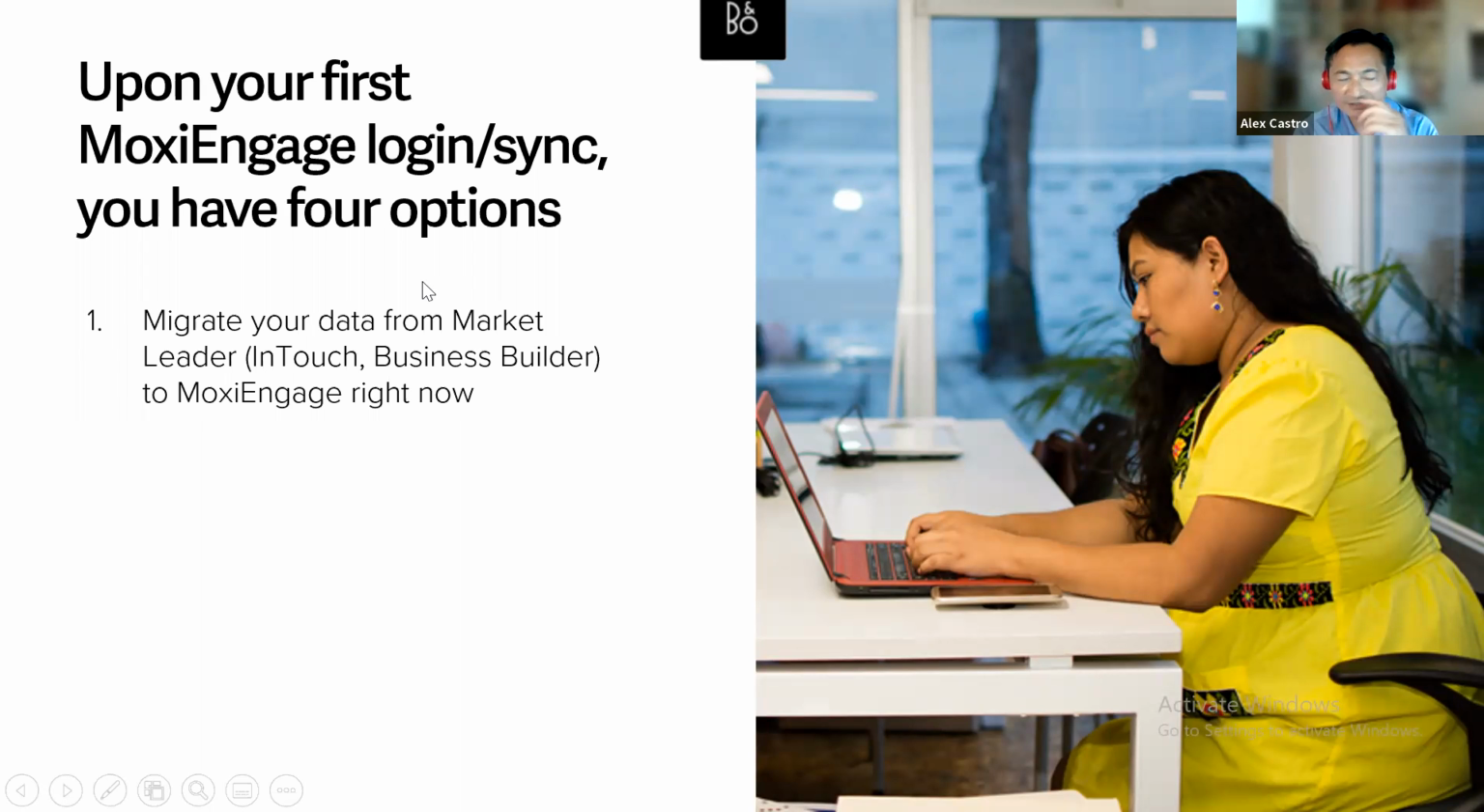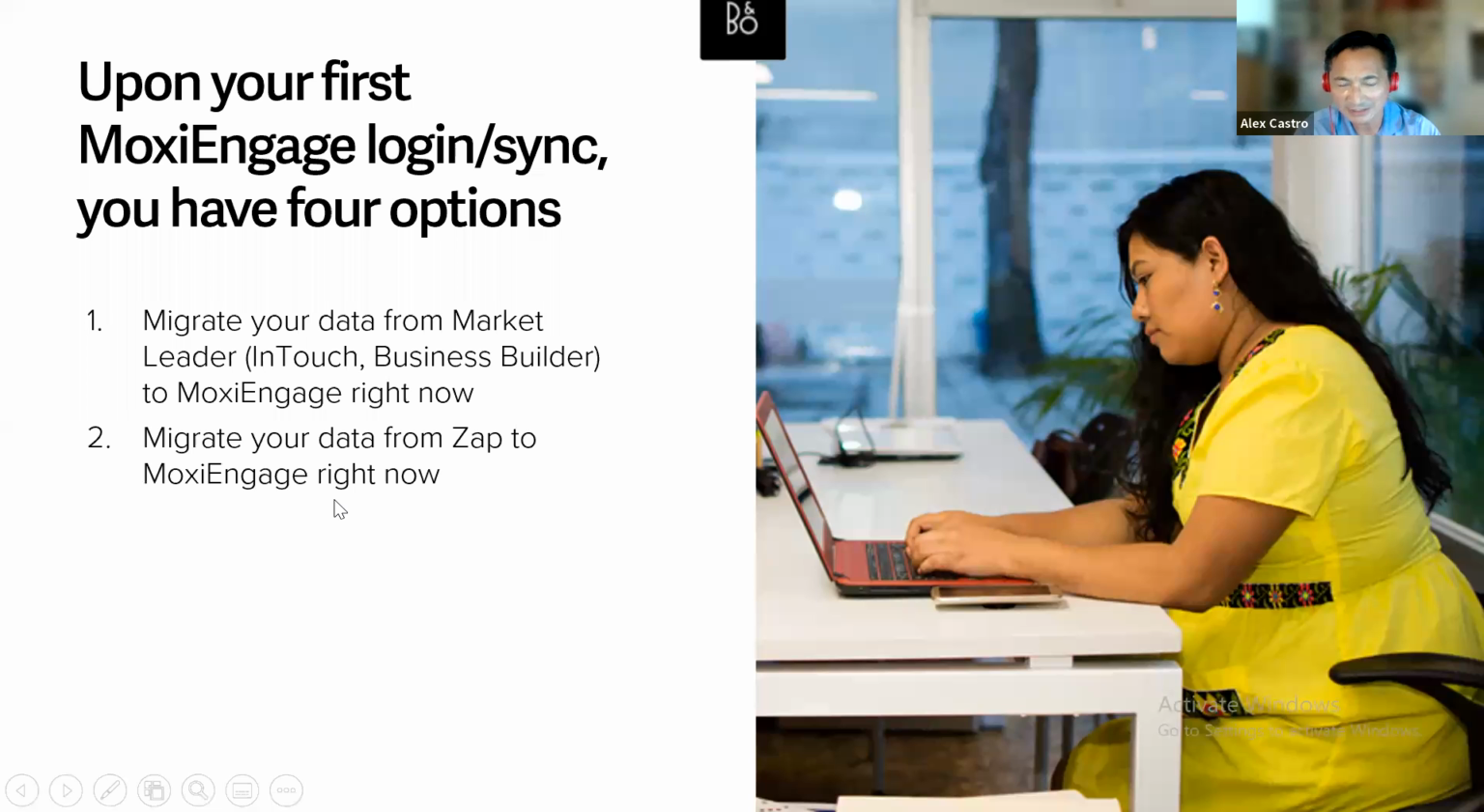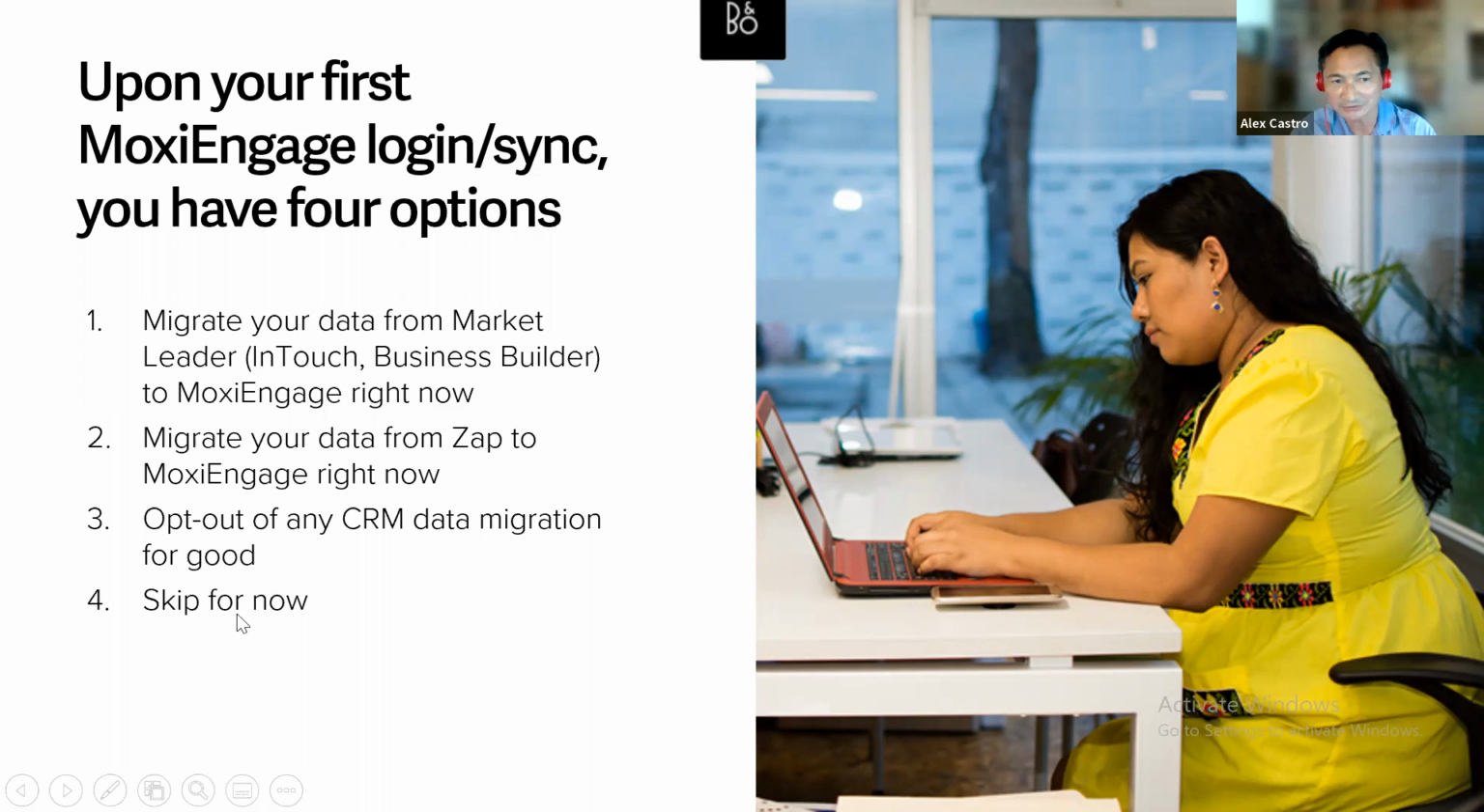So when you first log in using this automated data migration tool, I call it like a wizard, right? You have 4 options: migrate your market leader, or business builder, right? That's not us typically on this call. Number 2, migrate your data from Zap to MoxiEngage right now. Yes, if this is the choice you want. Opt out for good. So the third choice is, nah, don't ask me again. I know for sure I don't want to do this, using the automated data migration tool. Or skip for now, ask me again later. Once you select number 3, that's it. No more asking you again.